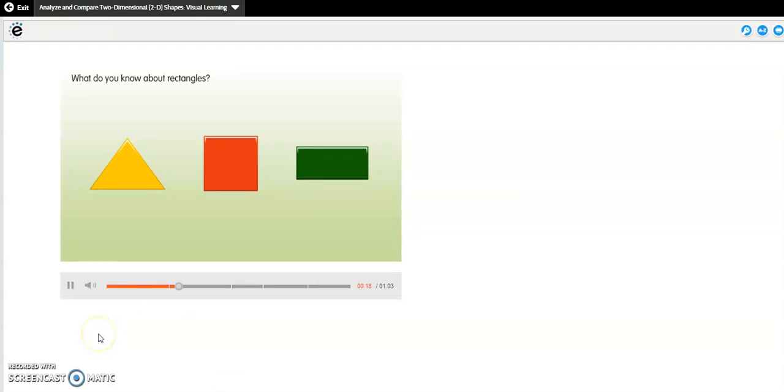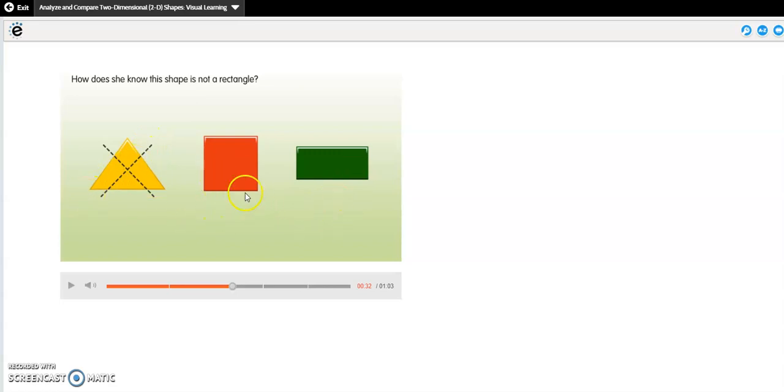What do you know about rectangles? Rectangles have 4 sides and 4 corners. Emily crosses out the first shape. How does she know this shape is not a rectangle? How does Emily know that this yellow shape is not a rectangle? How many sides does a rectangle have? That's right. A rectangle has 4 sides. Does this shape have 4 sides? No, it has 3. This is a triangle, so Emily crossed it out.